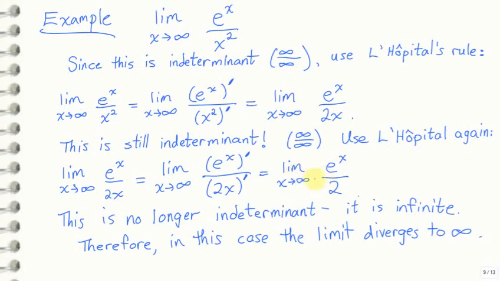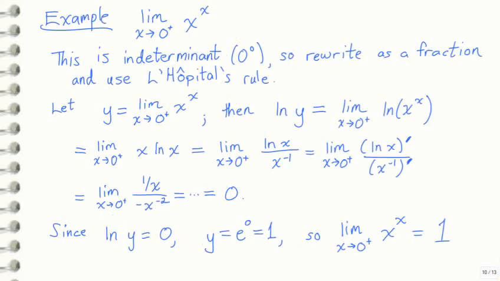Let's do another. Still have some time, right? Sure. What else are we going to do? The limit as x goes to 0 of x to the x. What a crazy looking function. As x goes to 0, you get 0 to the 0 power. So again, we've got an indeterminate form.